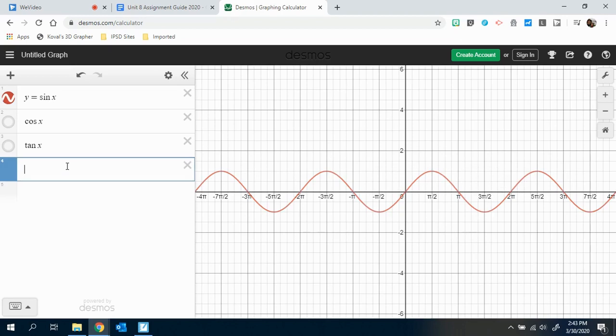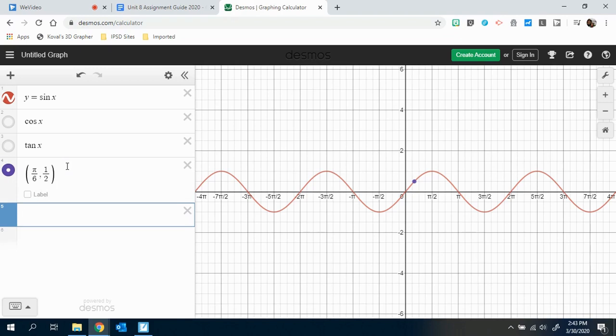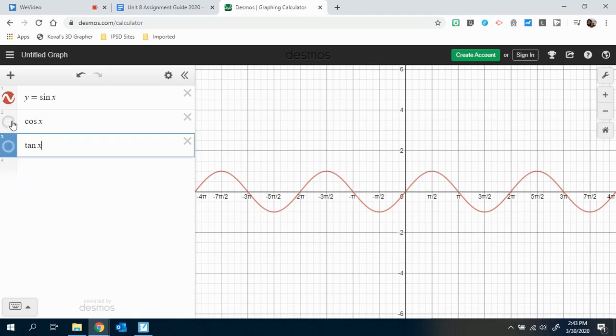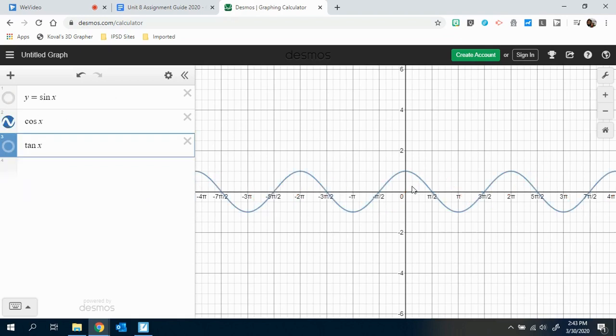What if I plot pi over 6 for the x, that's the angle. I know that the sine is 1/2. Right? Well, what if I have a coterminal angle, like 13 pi over 6? I should end up at 1/2 again. So notice that this continues to go on and on forever. Likewise with cosine of x or tangent of x.